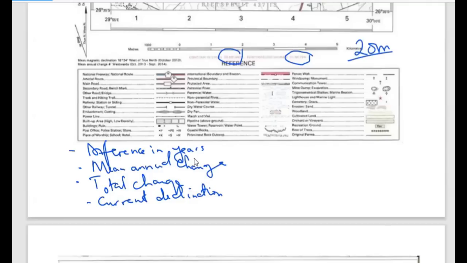And so, according to the map information, the angle of declination is 18 degrees and 34 minutes. That is as of 2013. But this angle is going to change because there is a mean annual change of 4 minutes to the west every year. So when you're calculating difference in years, let's say, for example, we're calculating for the current year of 2025. We are now saying 2025 minus the year on the map, which is 2013. That is how you get the difference in years. You get the number of years here.